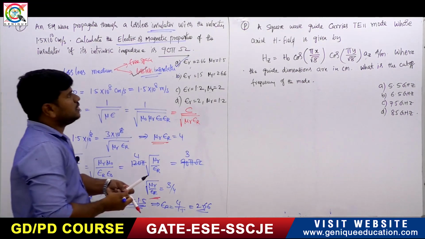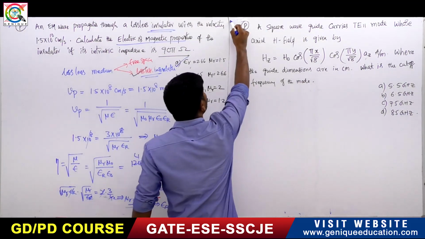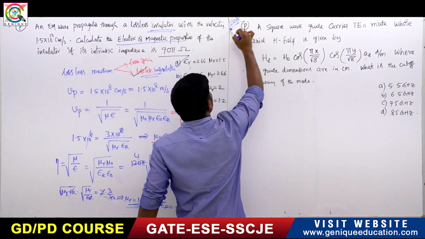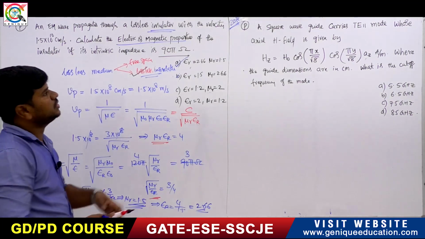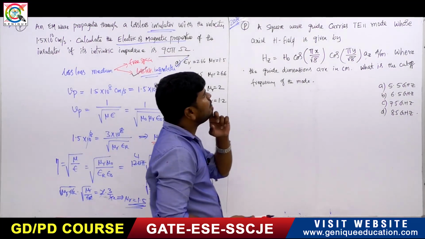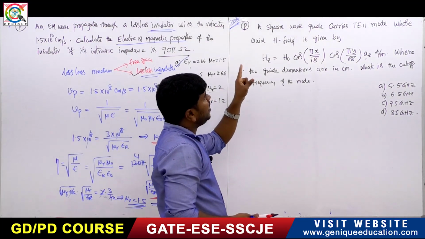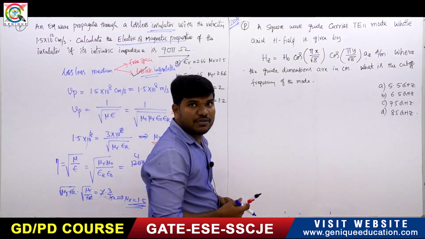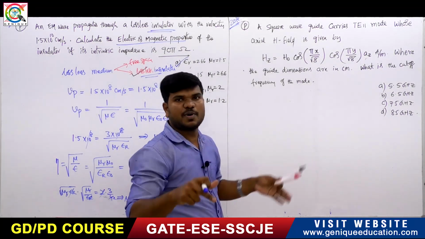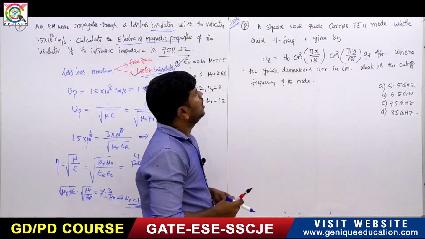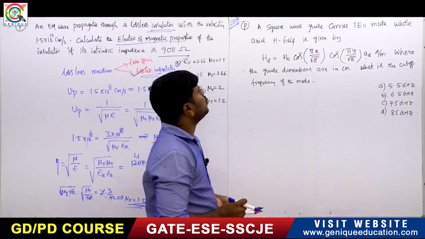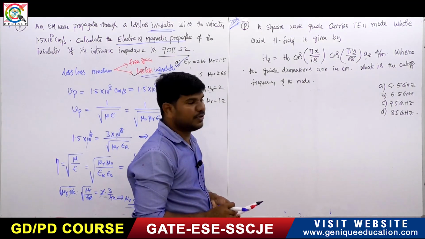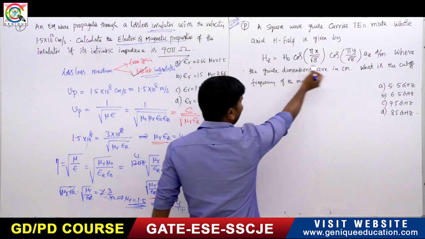Now come to the next question. It is also asked in the 2017 ISRO examination. Write this, observe this. A square waveguide. A square waveguide means it is the shape of a rectangular waveguide only. Okay. A square waveguide carries TE11 mode whose axial H field, magnetic field, is given by, it is given.